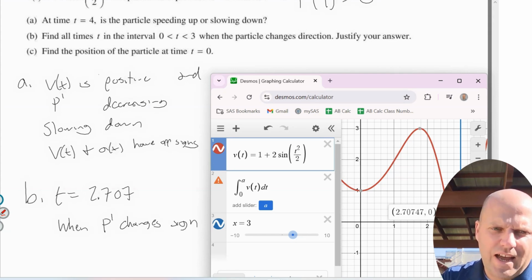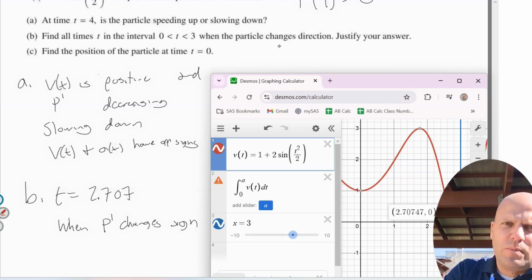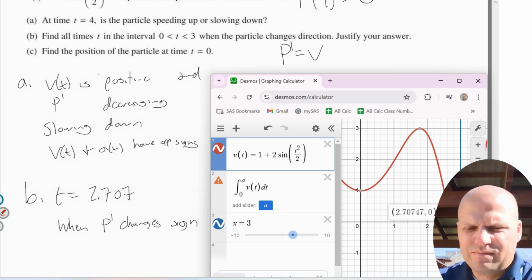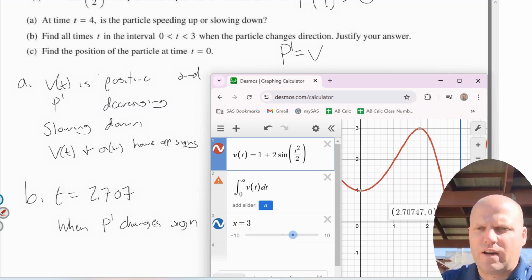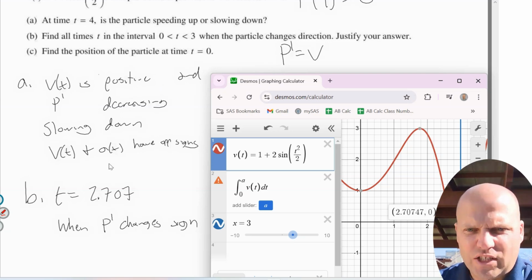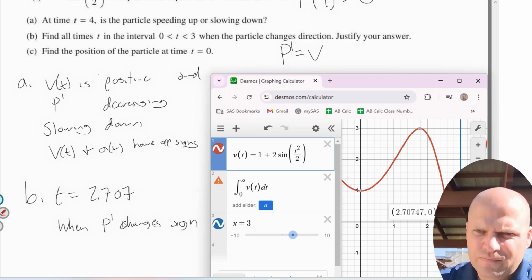Justify your answer: it's when your derivative changes sign. Literally just leave it at that. Make sure you put P prime equals V somewhere. This is like P prime is what we use in class. So your velocity changes sign at that location.